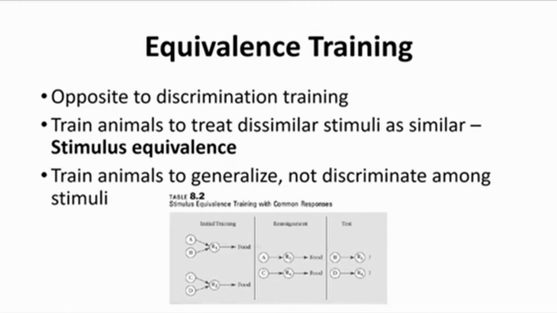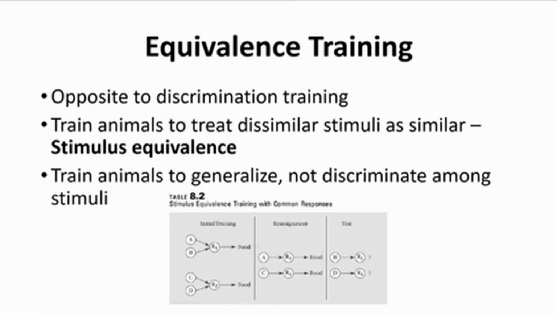What about the opposite? What if we want to encourage generalization? We could have equivalence training, which is the opposite of discrimination training, where we actually encourage generalization. So if you wanted to train animals to generalize, then you can treat dissimilar stimuli as similar, tell them that these stimuli are equivalent. So we can develop stimulus equivalence, where you teach them that these two previously considered dissimilar stimuli are actually the same, they should be treated the same, so they are equivalent. And by doing this, you can train animals to generalize, not discriminate, among stimuli.